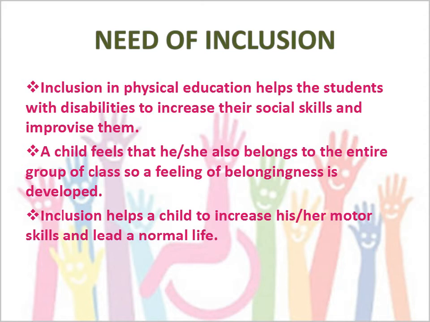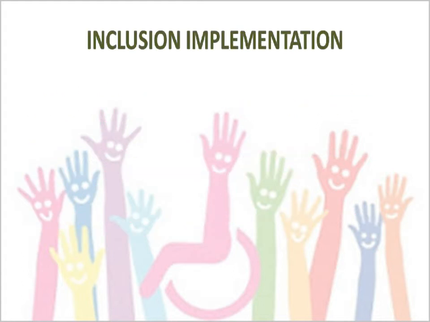Second need, better social skills. See, a disabled person hesitates to say and do anything in front of a normal person. See, when they know each other by doing things related to each other, that hesitation reduces. Got it? Now, in this, next is inclusion implementation.